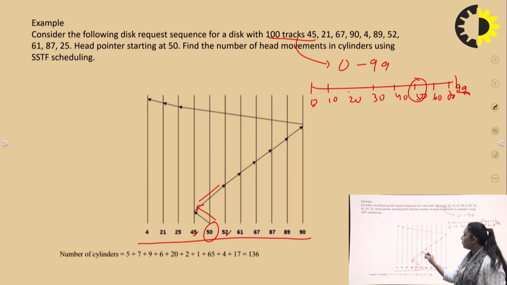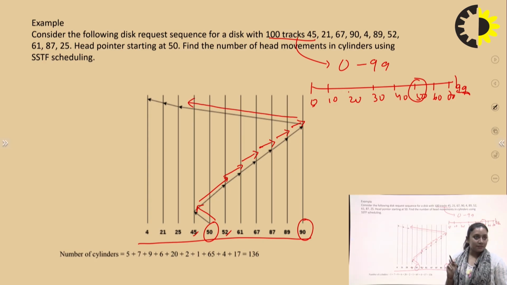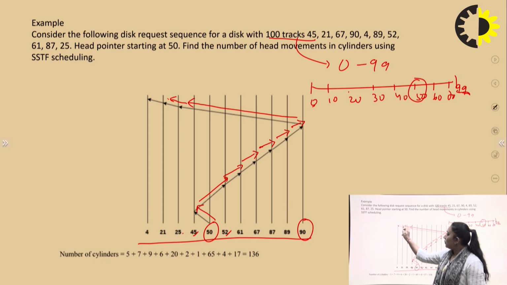We have 52. Then again, after 52, the closest seek time is 61. Then after 61, we have 67. After 67, we have 87, then 89, then 90. And after 90 we move to the left side again, right, to cover all the elements. We have 25, next 21, and then 4.